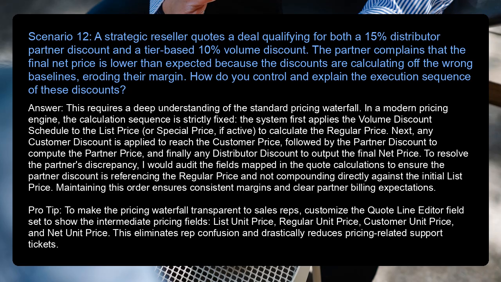Answer: this requires a deep understanding of the standard pricing waterfall. In a modern pricing engine, the calculation sequence is strictly fixed. The system first applies the volume discount schedule to the list price or special price, if active, to calculate the regular price. Next, any customer discount is applied to reach the customer price, followed by the partner discount to compute the partner price, and finally, any distributor discount to output the final net price.